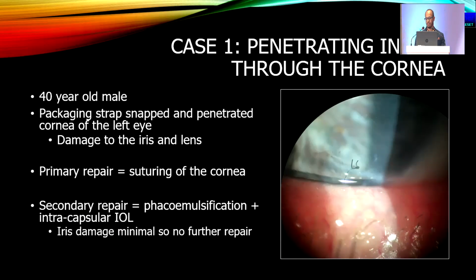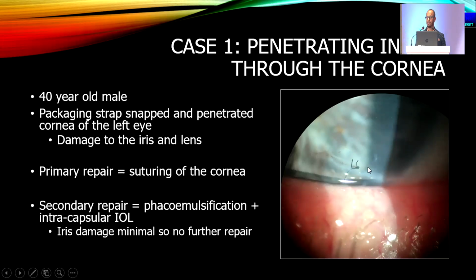We'll go through a few cases of patients that had irregular corneas following trauma and how these were managed. So we have a 40-year-old male. When he was younger, a packaging strap snapped and it penetrated his cornea of the left eye, damaging the iris and lens as well. The primary repair encompassed just suturing the cornea back together. We can see in the image there, there's a suture that remains within the cornea many years later.